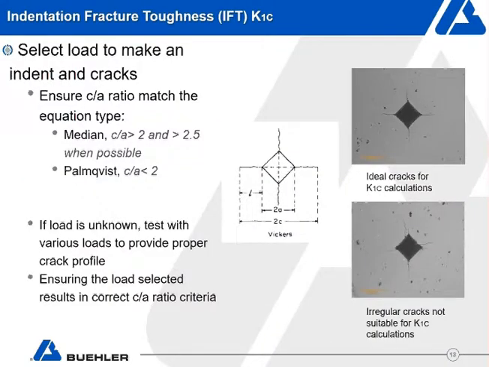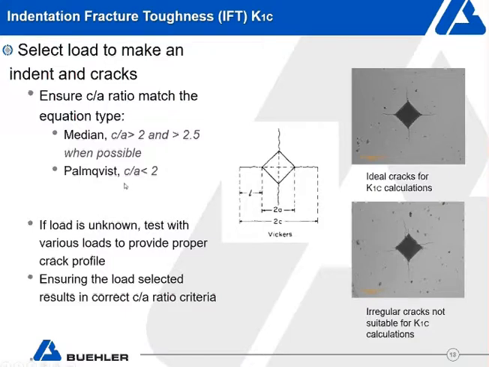So I did mention the C over A ratio, and for the C over A ratio, you're looking at the crack length from the tip and looking at the impression made. So this ratio is what I meant, that we need to ensure that whenever you've applied the load to make an indent, and the cracks, of course, will come from the impressions, depending on the equation that you're going to select. If it's a median type of equation, you always ensure that your C over A ratio is greater than 2. And when possible, if you can push it to 2.5, it just gives you a higher confidence level on your IFT results.